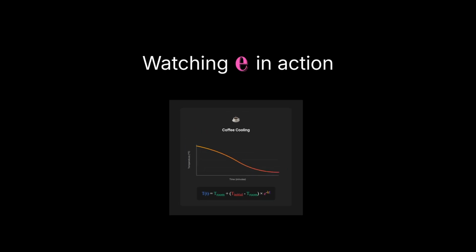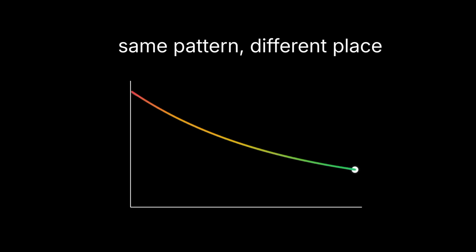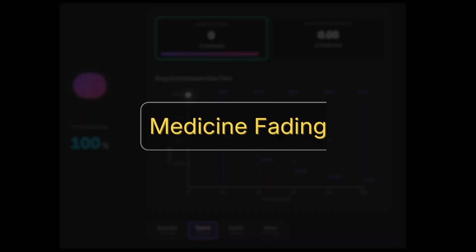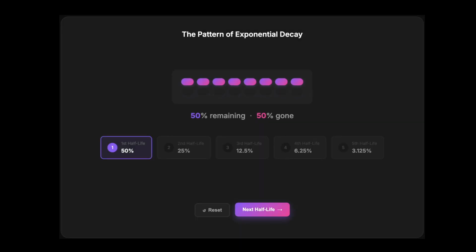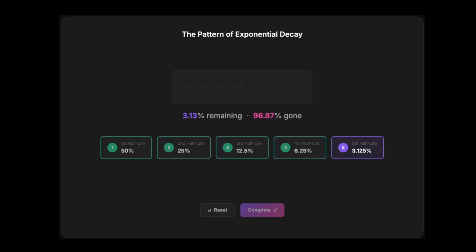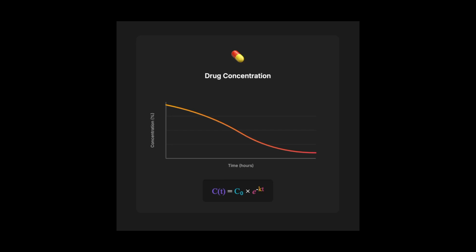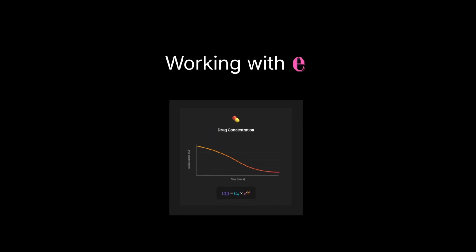in action. Same pattern, different pace. Every painkiller you have ever taken. Your liver doesn't clear drugs at a constant rate. It clears them exponentially. After one half-life, half remains. After two, a quarter. After five half-lives, 97% is gone. The math behind why you wait 4 to 6 hours before your next dose. It's E. Next time you check the clock before taking another painkiller, you're working with E.